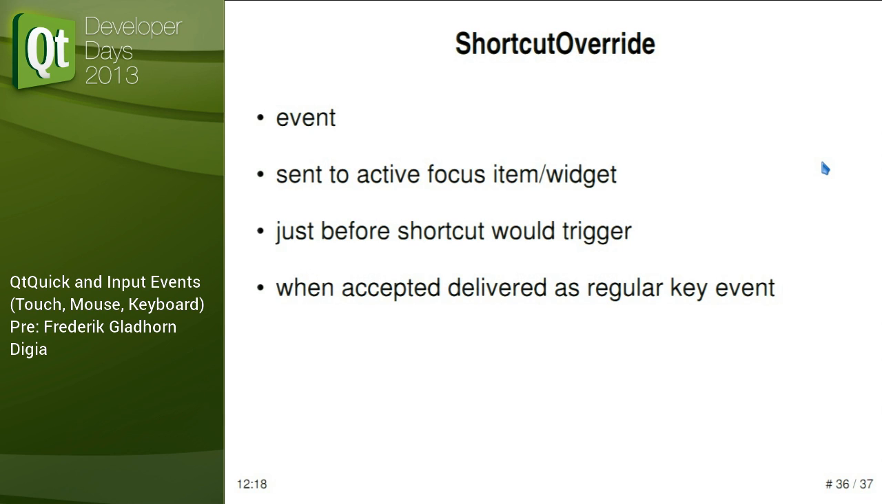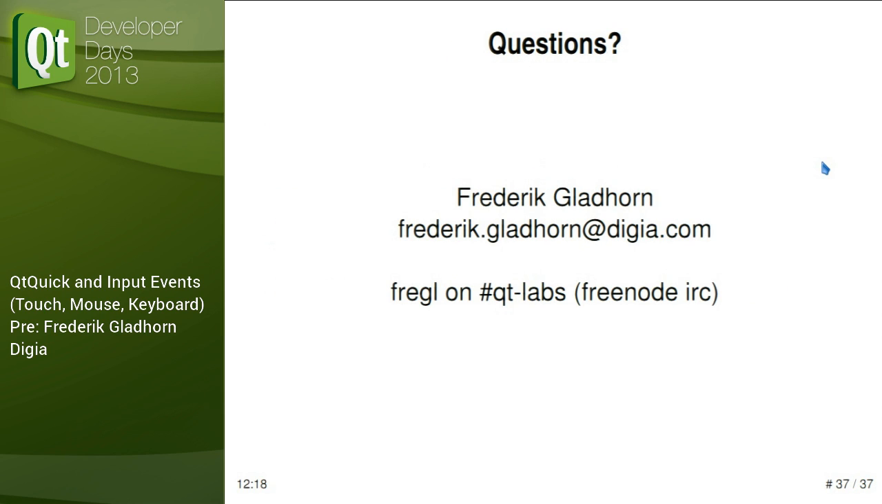So the way you do this is simply check the shortcut override event, which is a normal key event. If the key pressed is something that you want to handle inside the widget that is focused, you accept the shortcut override and you will get the normal event later. So shortcut override you never do anything with except accept it or don't. Afterwards you get the regular key event. If not accepted, you get the shortcut triggered. And this was my last slide.